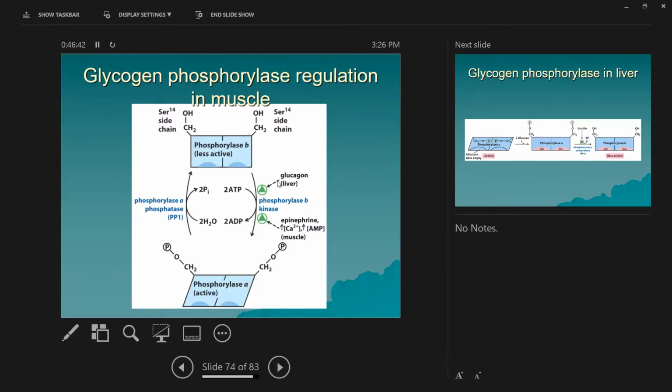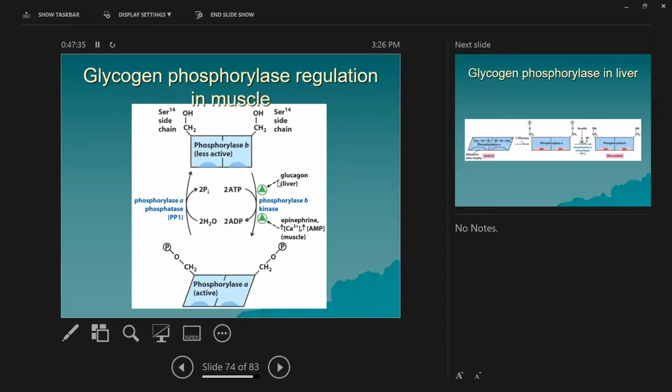Now, what stimulates glycogen breakdown? In liver, glucagon. In muscle, epinephrine. Both of these bind to G protein coupled receptors. Both of them increase cyclic AMP levels inside the cell. Cyclic AMP activates protein kinase A. Protein kinase A phosphorylates phosphorylase kinase. A phosphorylated phosphorylase kinase is now active. You have a phosphorylase kinase A and phosphorylase kinase B. The phosphorylase kinase B is inactive. If you phosphorylate it, it becomes the active form, phosphorylase kinase A.